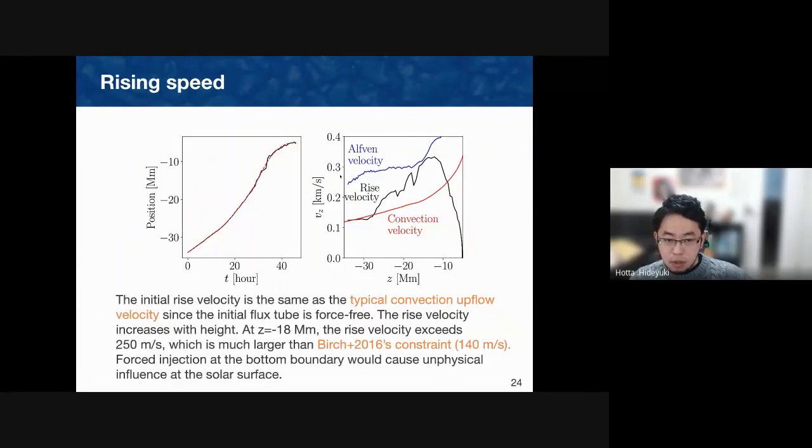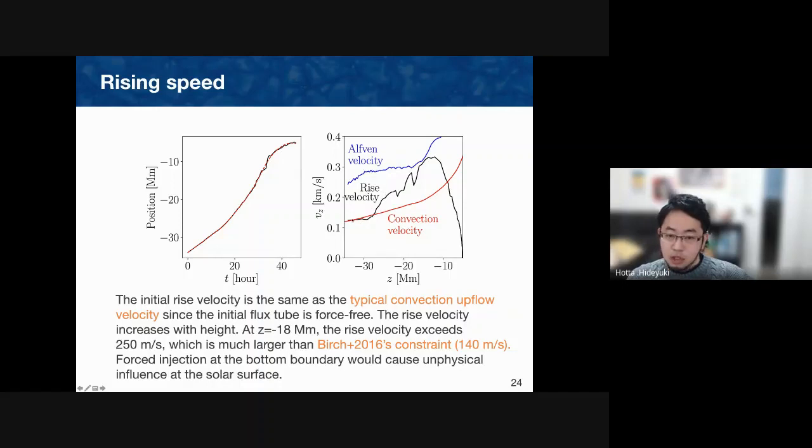The horizontal axis shows the time and the position. This black line is the detected rising position, and the red line is a smoothed value. Using this smoothed value, we evaluate the rising velocity. This is the black color. Okay, the black color shows the rising velocity.